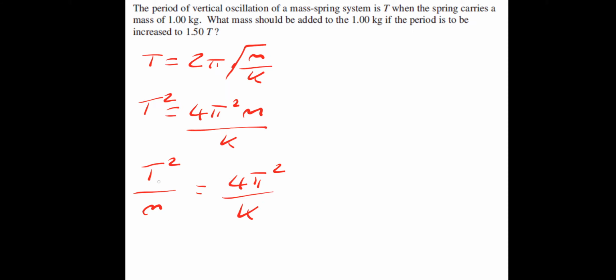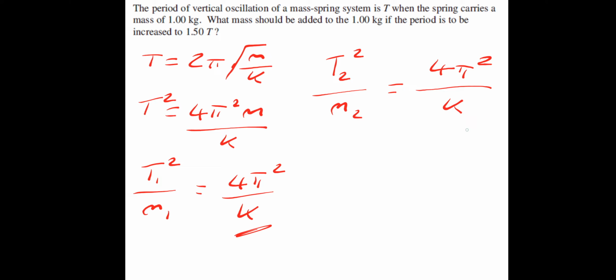And the 4 pi squared over k is just a number. It's a constant. So for time period 1 and mass 1, T1 squared over m1 is equal to 4 pi squared over k, and we can also say that the second scenario, the second time period squared divided by the second mass, is equal to the same constant. So we can say T1 squared over M1 is equal to T2 squared over M2, because they're both equal to the same constant, 4 pi squared over k. So we've got time period 1 squared over mass 1, equals the second time period squared divided by whatever the second mass is.